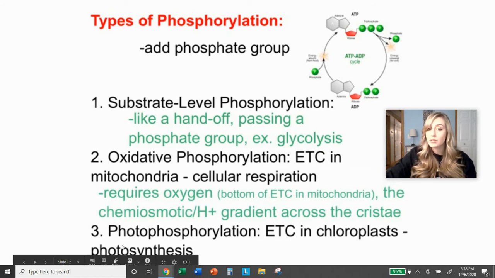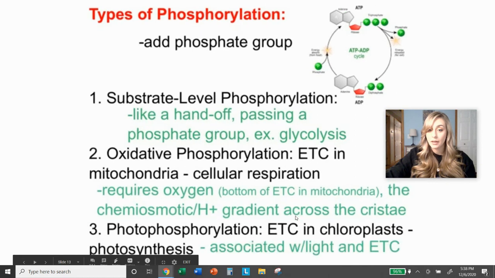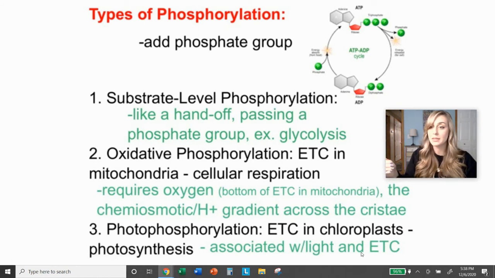We're probably using light here, okay? So this is going to be associated with light and how light helped to move those electrons down the electron transport chain in photosynthesis. So that light was the catalyst that was helping to move those electrons down those proteins to eventually get to ATP synthase to make some ATP for plants within the chloroplast.